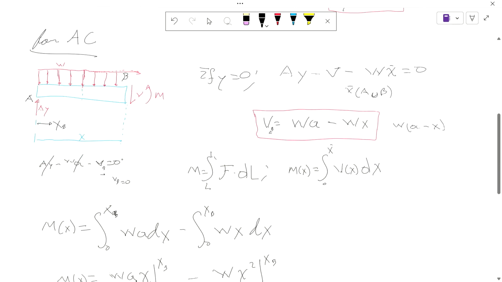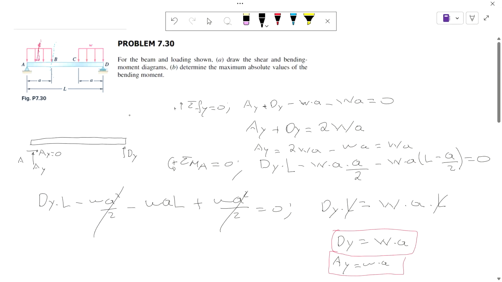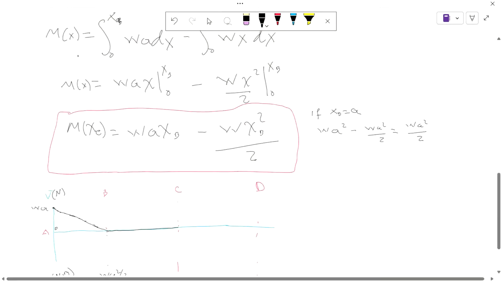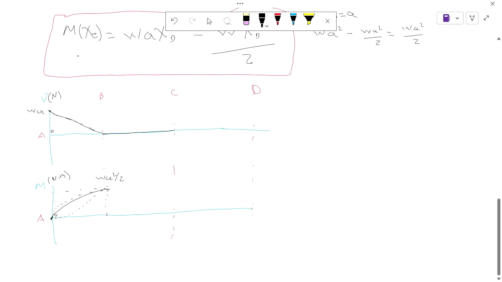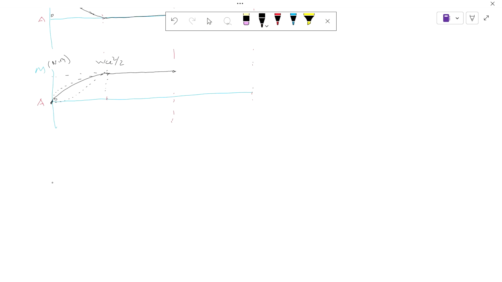Then at this point, V is 0, meaning that the integral of 0 is a constant. So we have a constant moment. All right, and then we're caught up. Now we have to find the value from C to D. Okay, so let's do that right here.